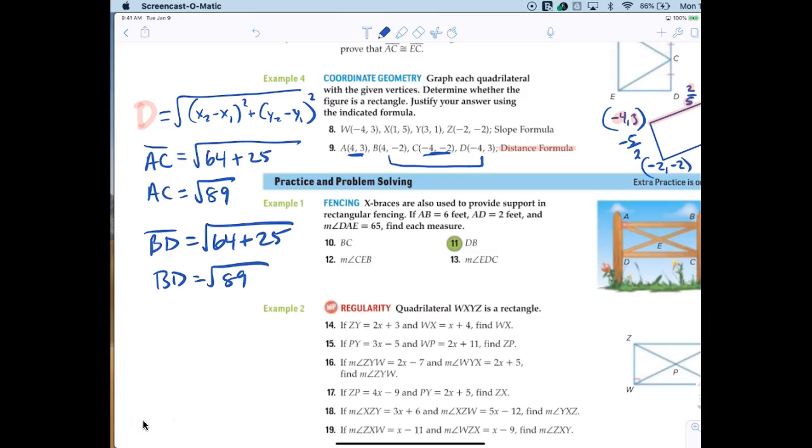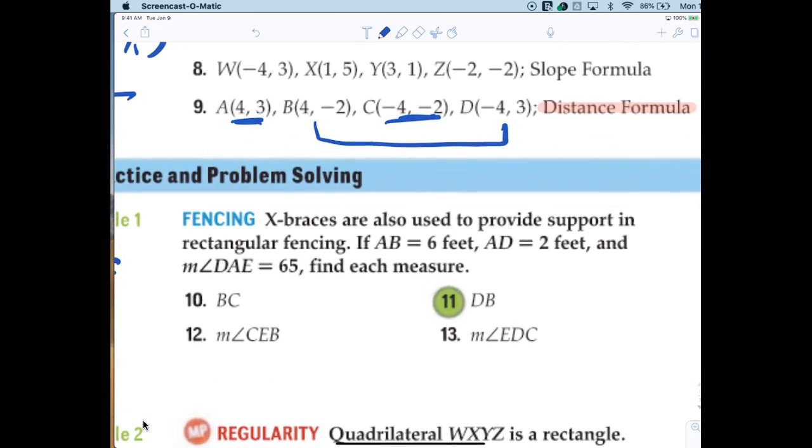Yes. Where'd you get the 64 and 25? The fact that I did 4 minus negative 4, and 3 minus negative 2. There you go. Yes, sir. How do you know to match AC? I was hoping you would ask me that. Listen, he is 100% correct. It doesn't have to be in that order. I just assumed it was in that order. And if it didn't come out to be correct, I was going to draw it out.